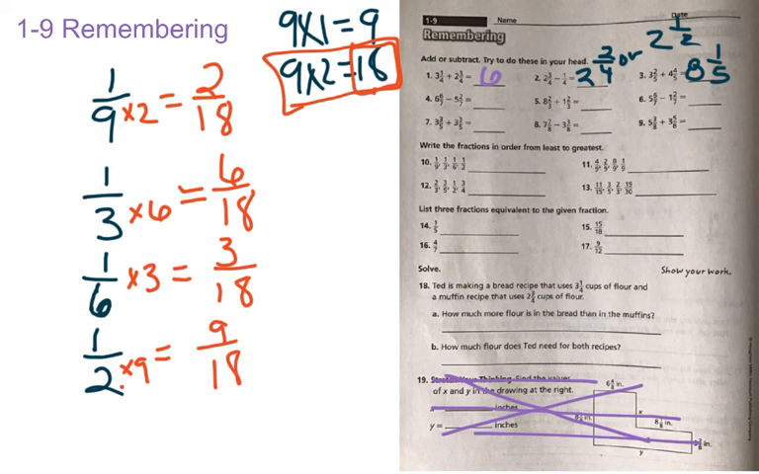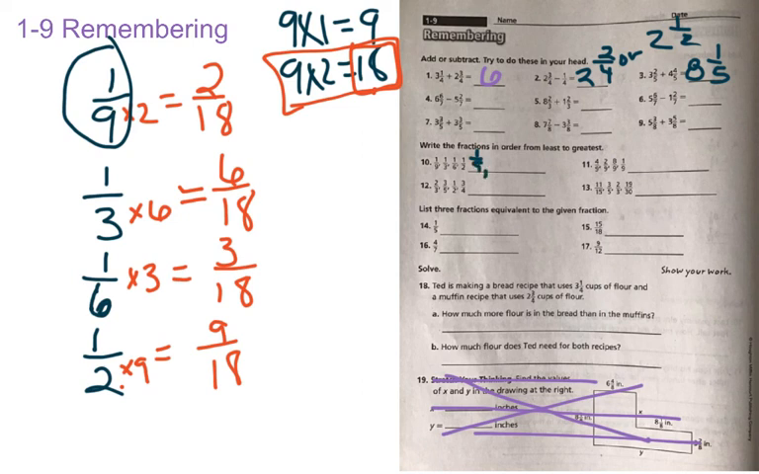Now that you have a common denominator, it makes it easy for you to go ahead and write them in order from least to greatest, so smallest to largest. So we have 2/18, and we want to revert back to the original. So we have 1/9 is our smallest.